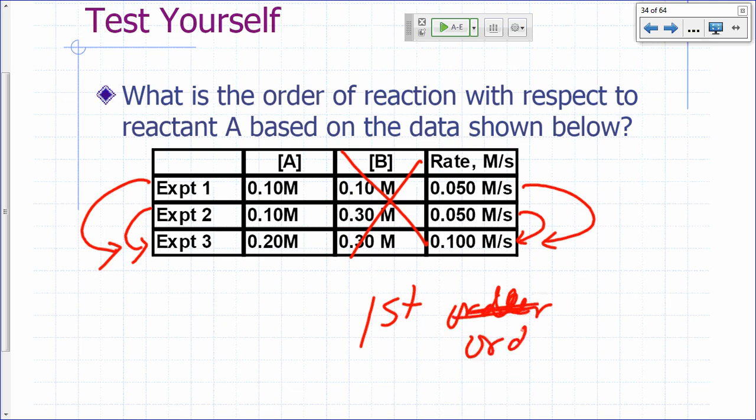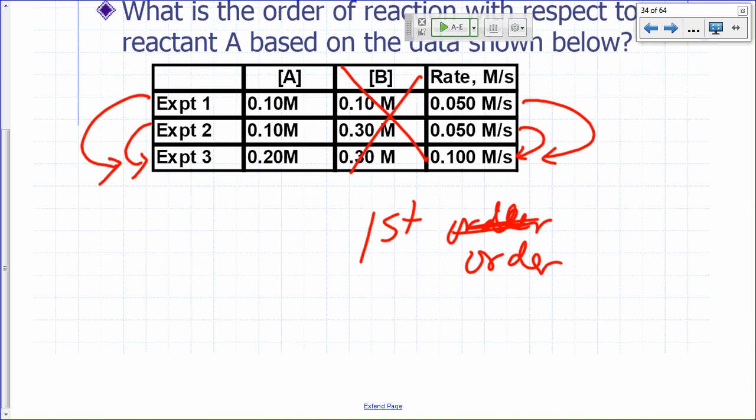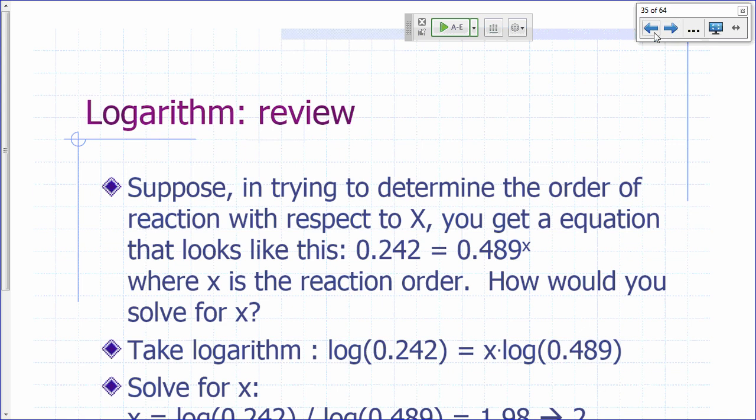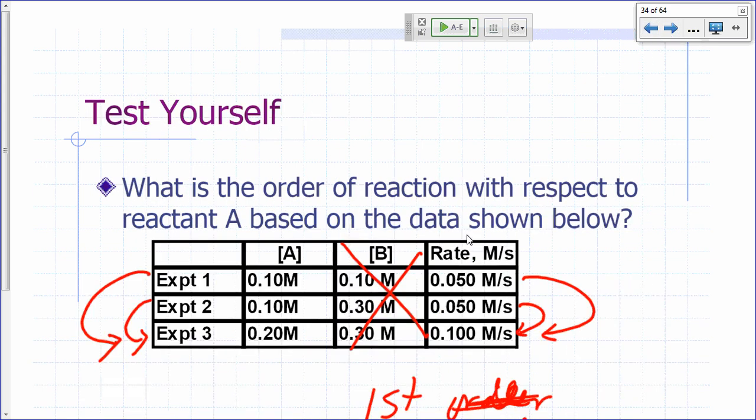First order. Okay? So I say that my rate is equal to K times concentration of A. All right? Okay. Now, let's try to do this more systematically, because a lot of times you cannot just eyeball these things and figure out what the rate law is, right? So let's do it systematically.